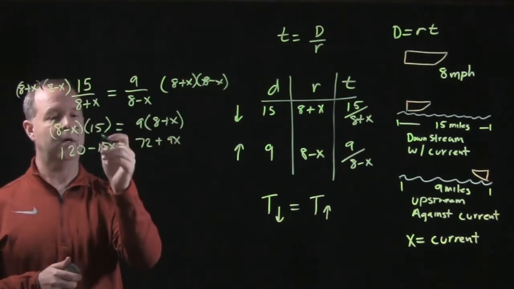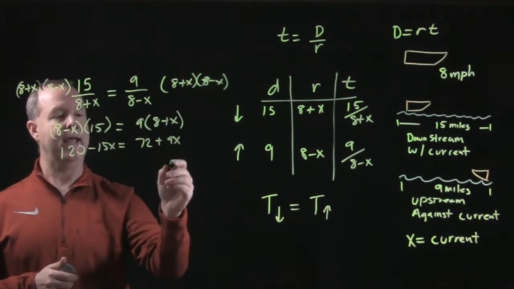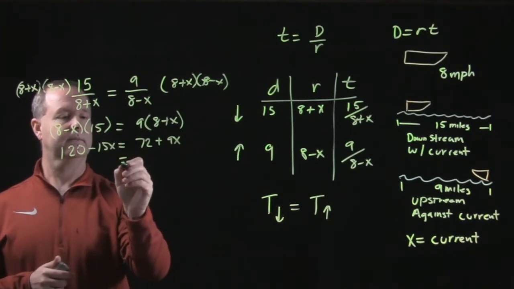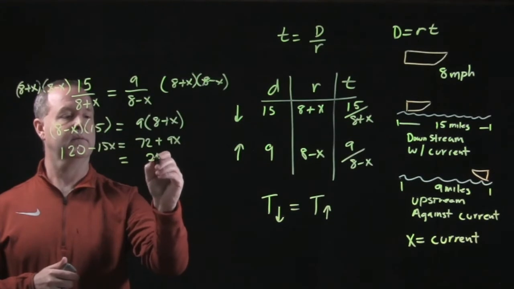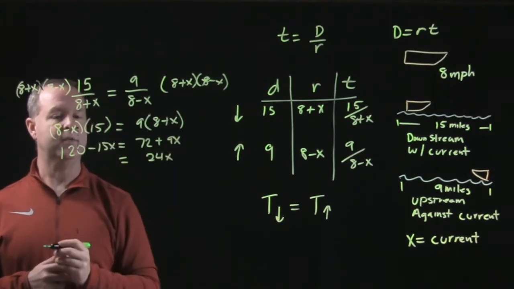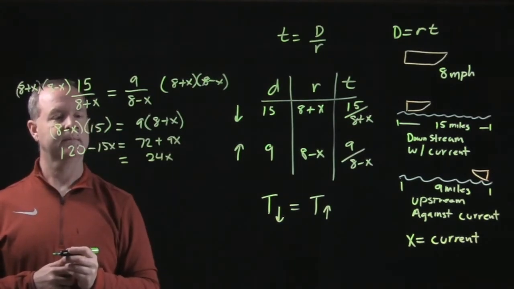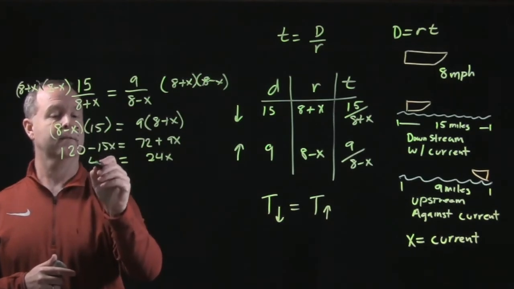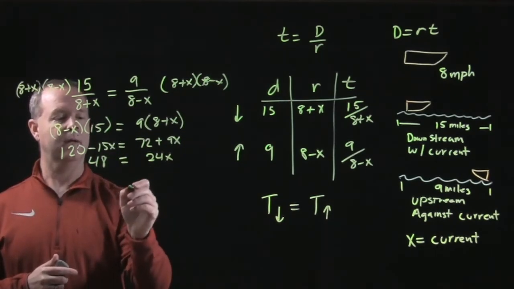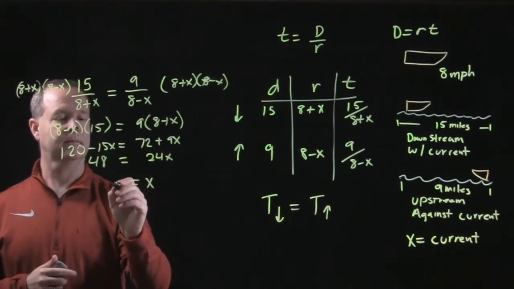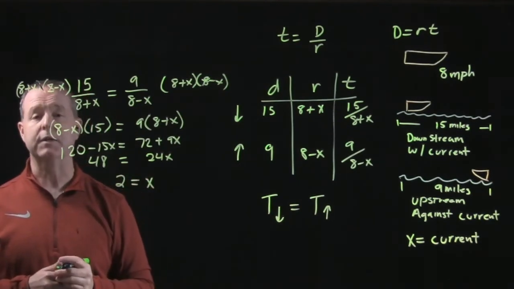Start to collect my terms. 15x plus 9x. 15 plus 9 is 24x. 72 take away 120 is 48. Divide both sides by 24. I get x equals 2.